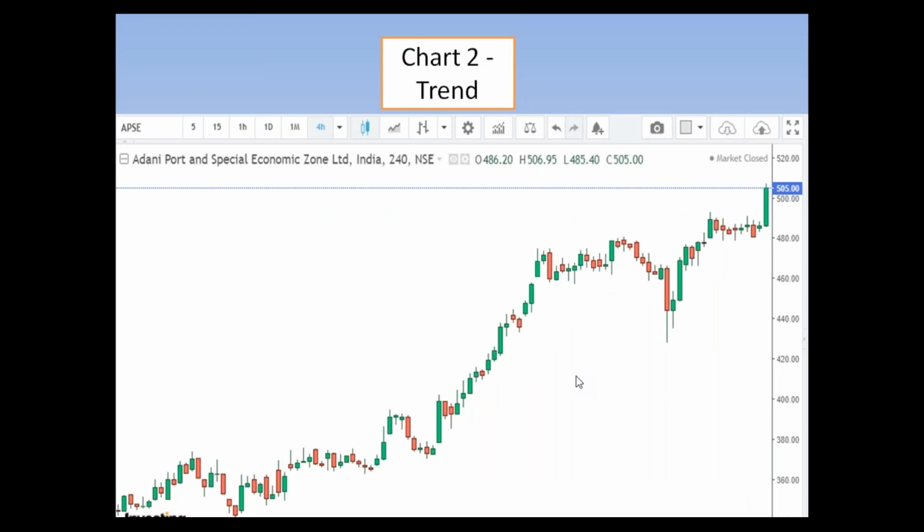This is our chart too. It's an Adani Port chart for our time frame. What is the trend of the market? We'll never go against the trend. Okay, the trend is up.